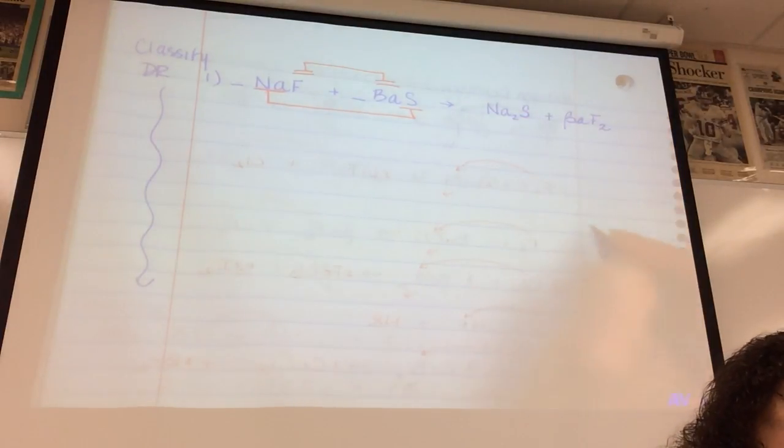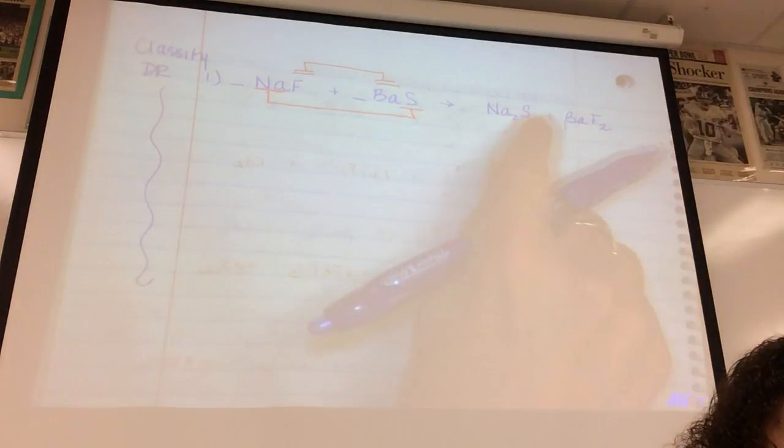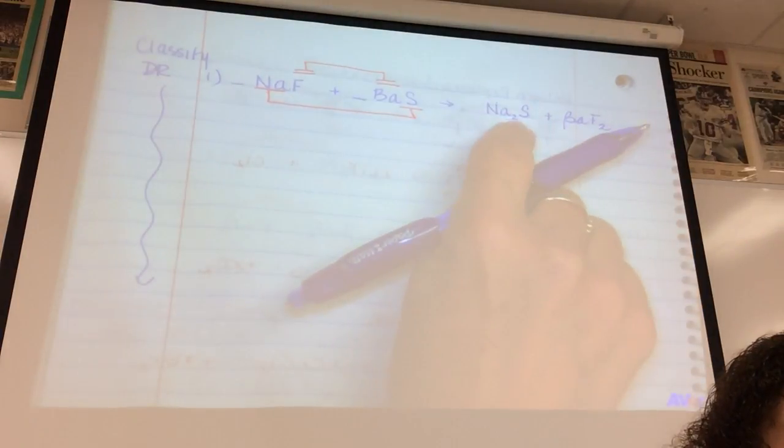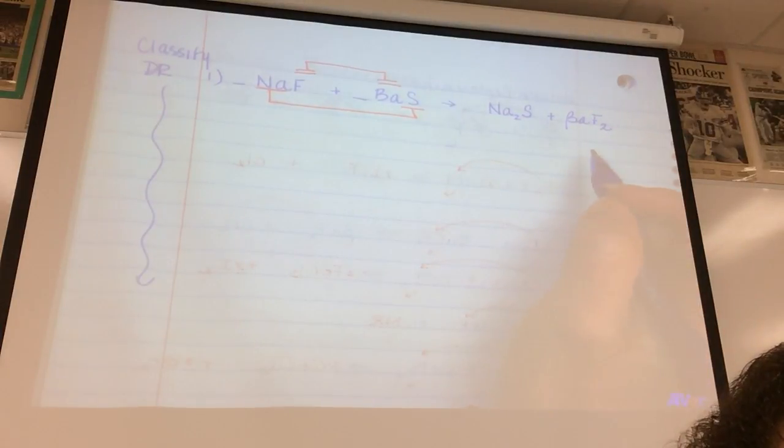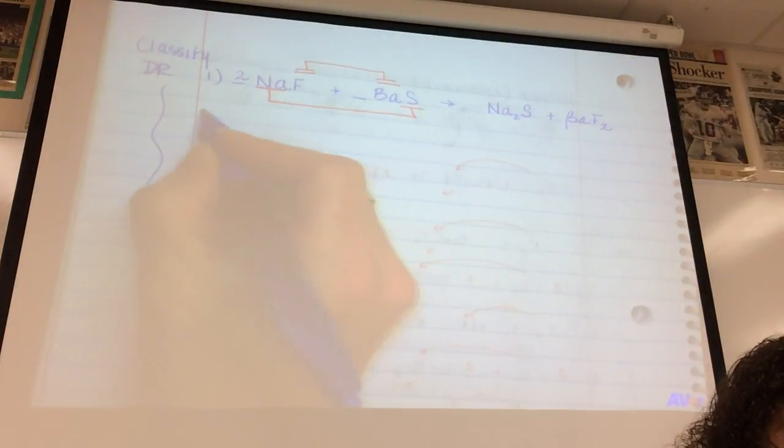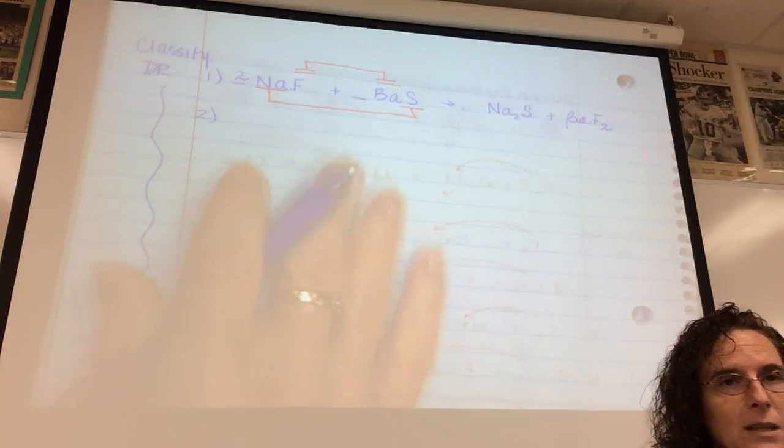Because barium has a 2+ charge and sulfide has a 2-. That's where that 2 came from. Correct. And smack the 2 there. And kids find this to be the easiest.